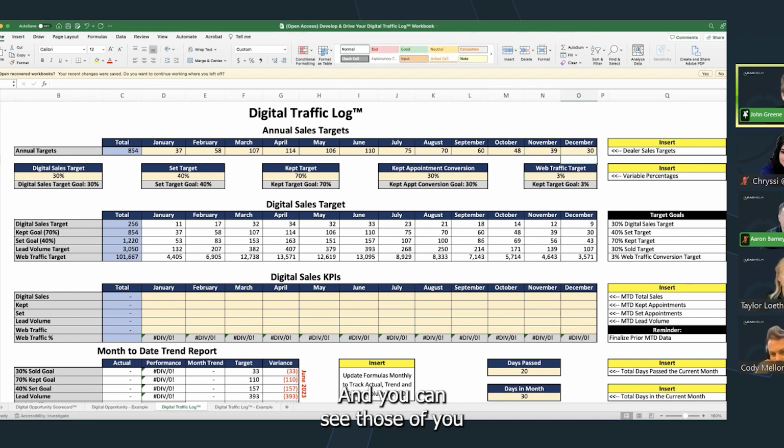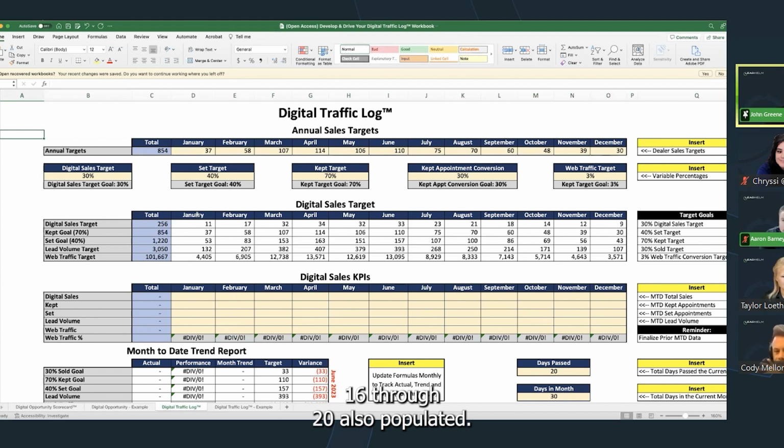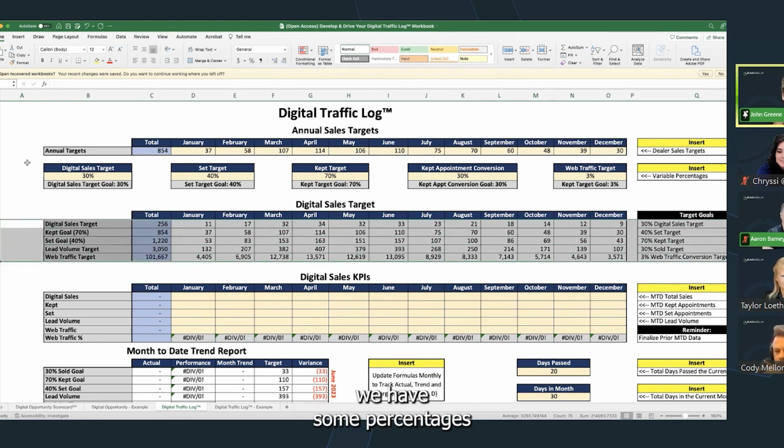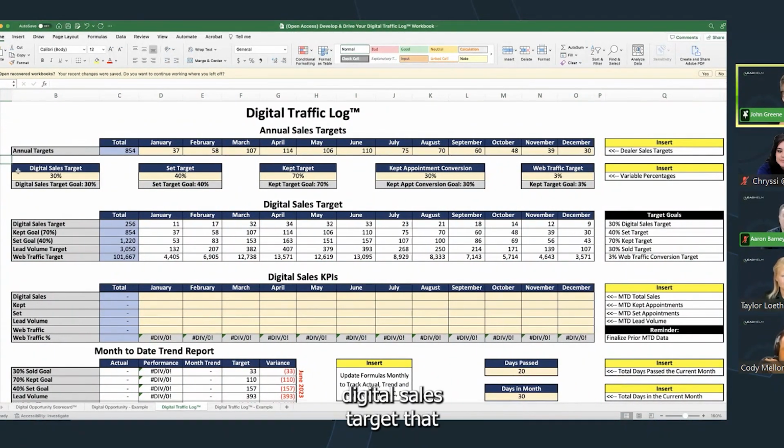Okay. And those of you that are watching this, you saw a lot get populated right there. So the annual targets went in. Taylor put them in. You can see the digital sales targets, right? So rows 16 through 20 also populated, but it populated because we have some percentages in for digital sales target, set, kept, delivered, and website traffic. Okay, so let's play with these a little bit. You can see how the digital sales target area changes. Again, 16 through 20 will change if we change these.